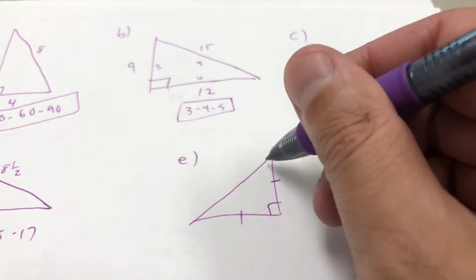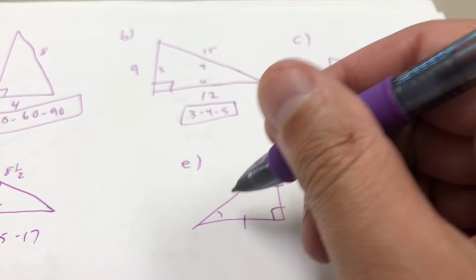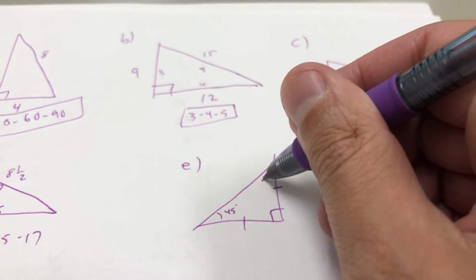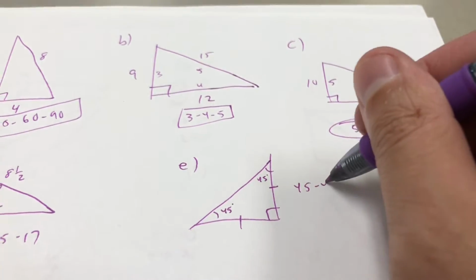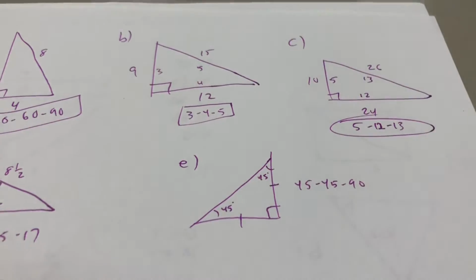And finally on E, it's a right triangle with 2 congruent sides. That makes it an isosceles right triangle, which means it also has 2 congruent angles. And that means both those angles have to be 45 degrees. So that is a 45, 45, 90 triangle. All right.